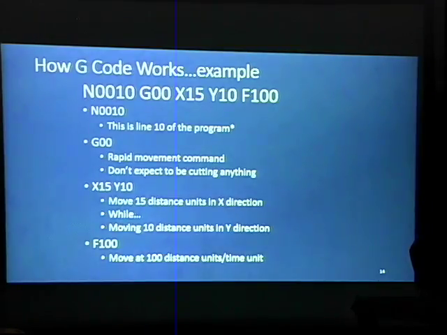All right? X15, Y10, that says move 15 distance units in the X direction while at the same time moving 10 distance units in the Y direction. That F that follows it is then a feed rate. It says move at 100 distance units per time unit. And you can pick, right, because 99% of the world nowadays uses metric, but some people still use inches. You can pick feed rates and locations in inches and in millimeters, and you just call that out to the machine. It toggles the state on the machine.